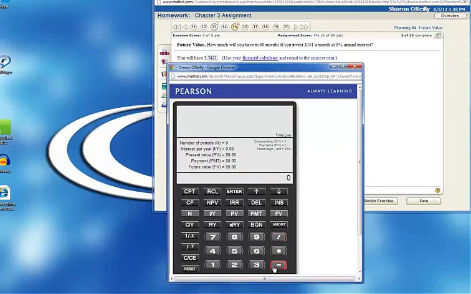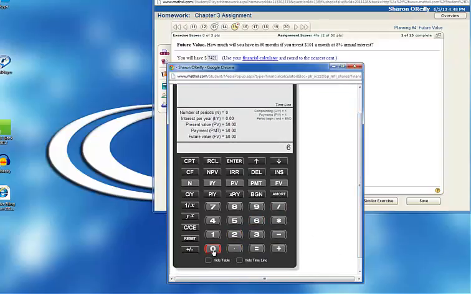How much will we have in 60 months? So 60 is my N. My payment or equal amount is $101. I put that in as 101 plus or minus. That's my payment. Present value is 0. There's nothing in there now.